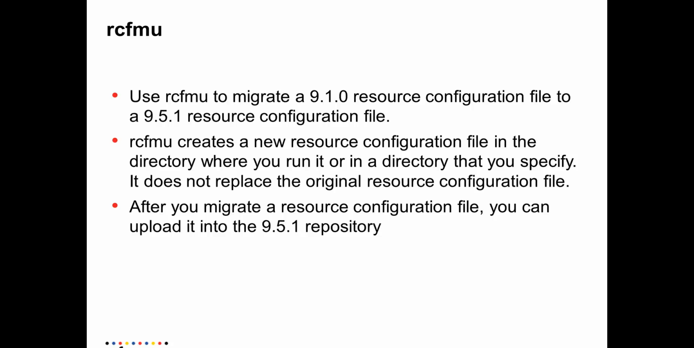The next is rcfmu. It is again used to migrate a 910 resource configuration file to a 951 configuration file. And the new resource configuration file that you create using rcfmu gets created in the directory from where you run it, or you can also specify the directory where you want the new resource configuration file to be created. And it does not replace the original resource configuration files. And after you migrate a resource configuration file, you can upload it to a 951 repository.